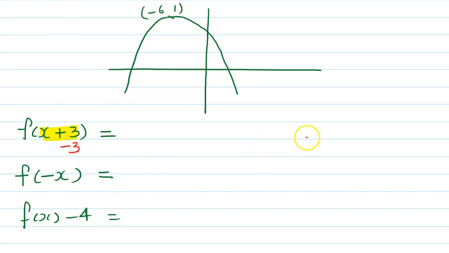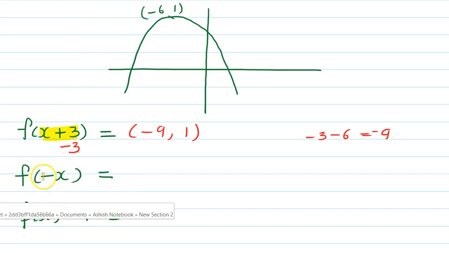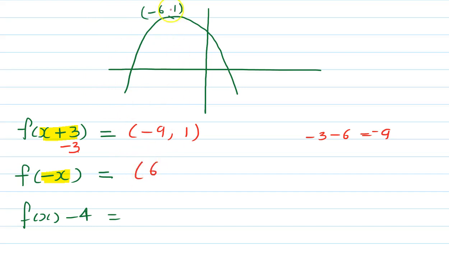So minus 3 and minus 6, it will be minus 9. That is x value. So x value will be minus 9 and y coordinate will be 1. Okay, now here in this question, f(-x), is it inside the bracket or outside? It is inside the bracket, so change will be x. So it is minus 6, then this minus 6 is turning into 6 and 1.